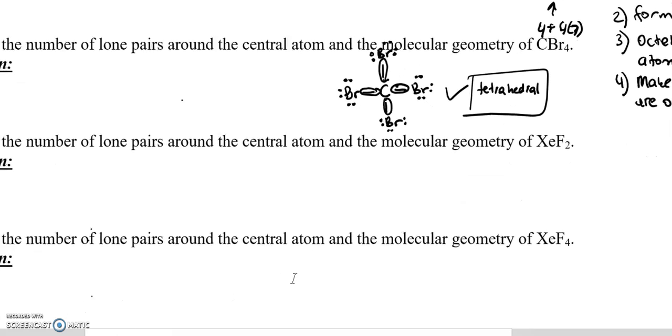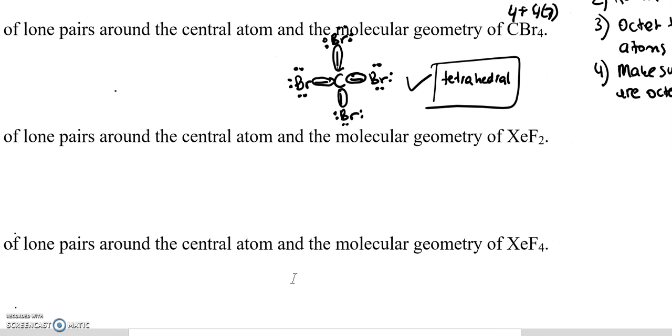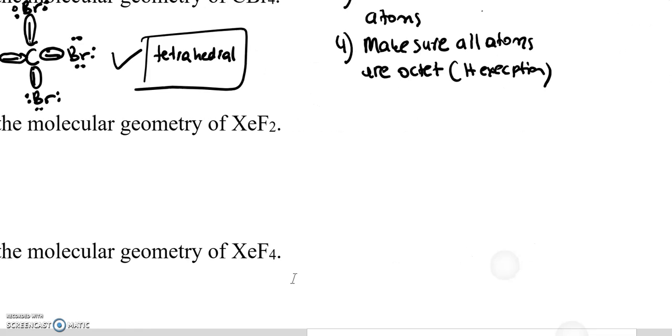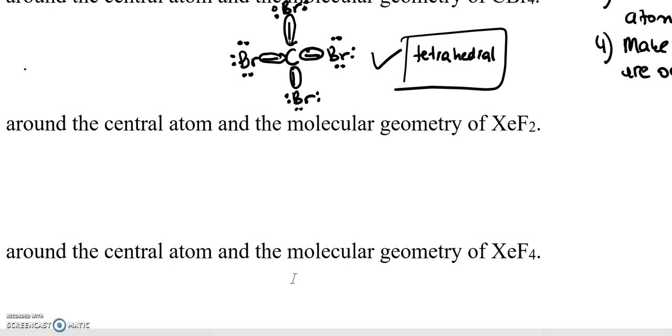Okay, so let's do question number 2. You can pause anytime and practice yourself. I'm just going to keep going, okay? So let's do xenon with fluorine. How many valence electrons do we have on xenon?